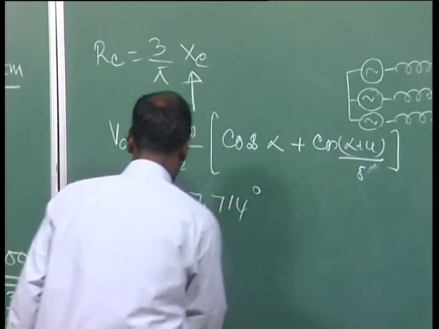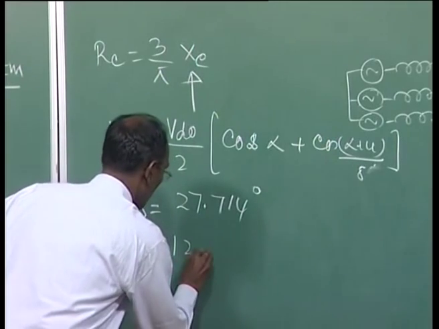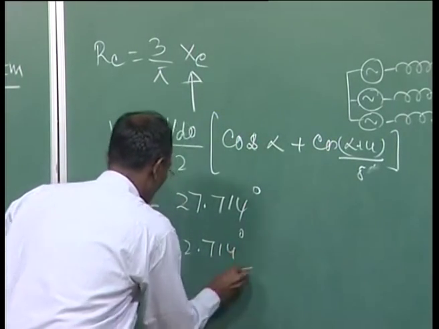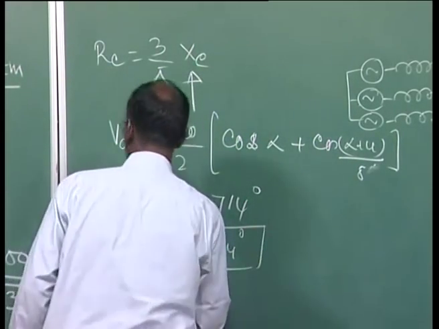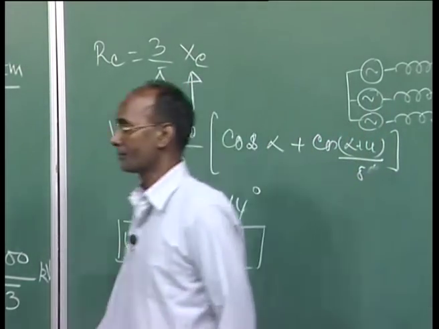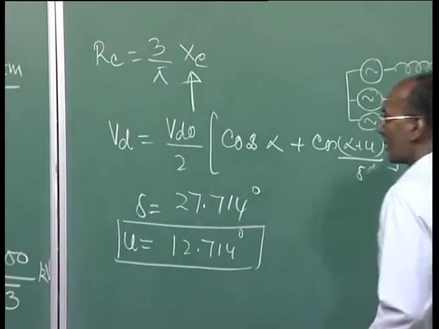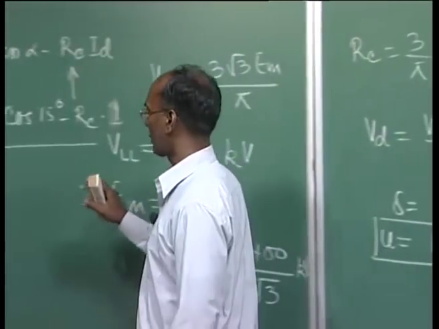This is the angle, then you can calculate what will be u, just subtract 15, you are going to have 12.714. And you can say this is valid because u is less than 60 degree, that is 2-3 valve conduction. Now, third problem, again it is based on the same which we are going to use.